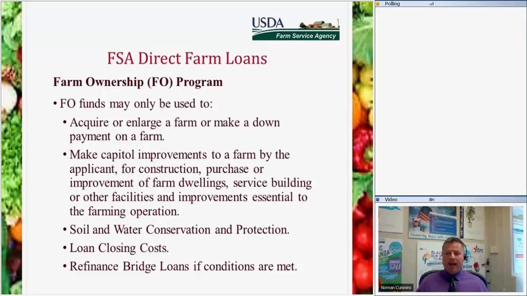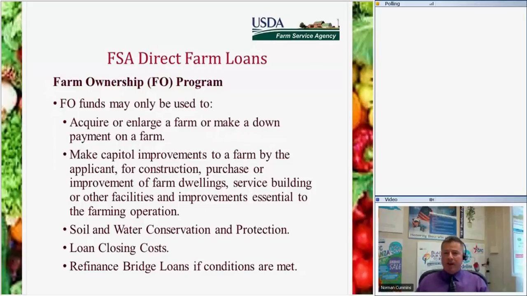You can use it to make capital improvements to the farm by the applicant or for construction. I've had people that have added refrigerators, added a barn, anything on the property that's improving the farm, you can actually use an FO for that. You can use it for soil and water conservation and protection. One thing I would say about that is, if that's what you're looking at, go to the county office and talk to some of the other divisions, because there are grants for that, so you don't always see a full need for a loan, but just in case it's out there. You can use it for loan closing costs, but there are stipulations on that, and that's something you would want to talk to your loan officer about.